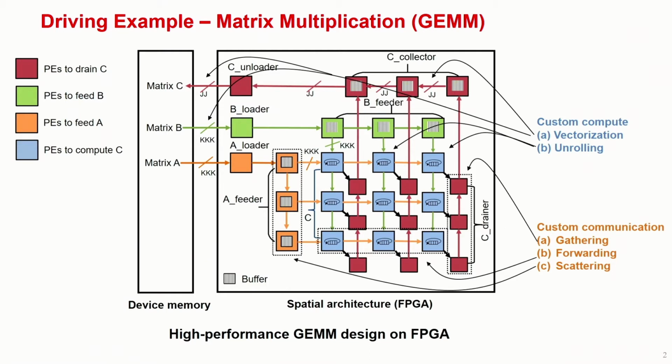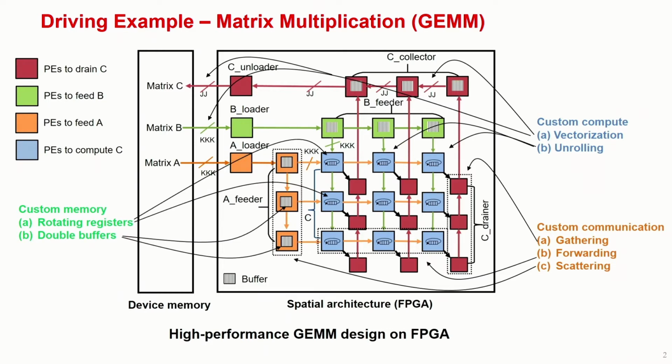We can also find data forwarding within a single row of the compute PEs, which forward the data of the A matrix in the horizontal direction. And we also have data scattering within the feeder PEs in order to distribute the data among themselves. And finally, we have memory customizations in the form of rotating registers in the compute PEs and double buffers in the feeder PEs.